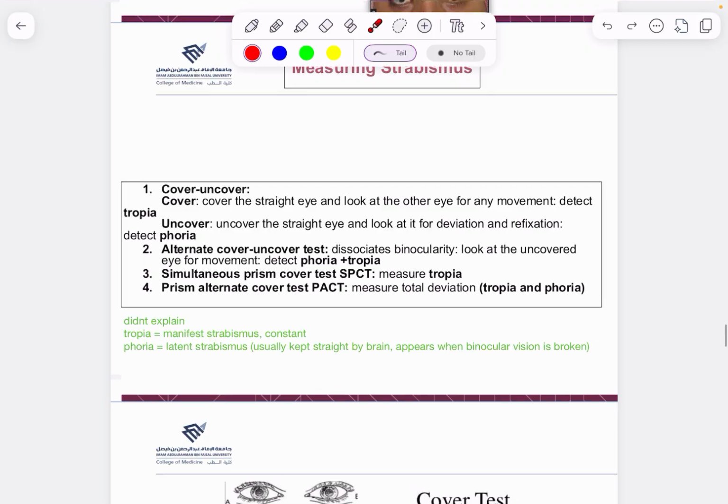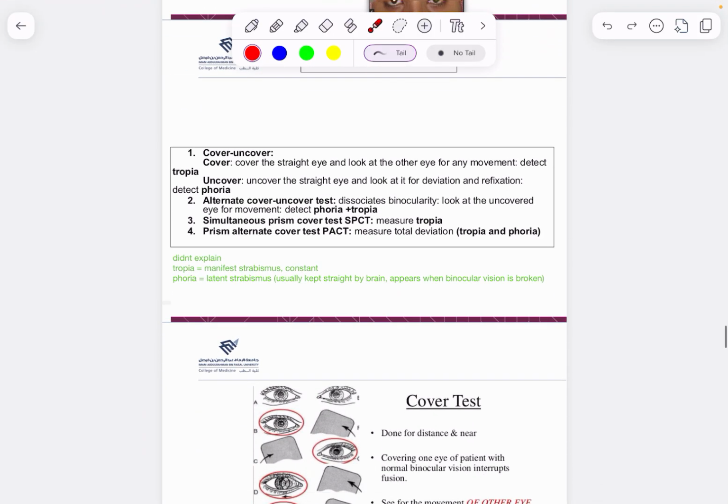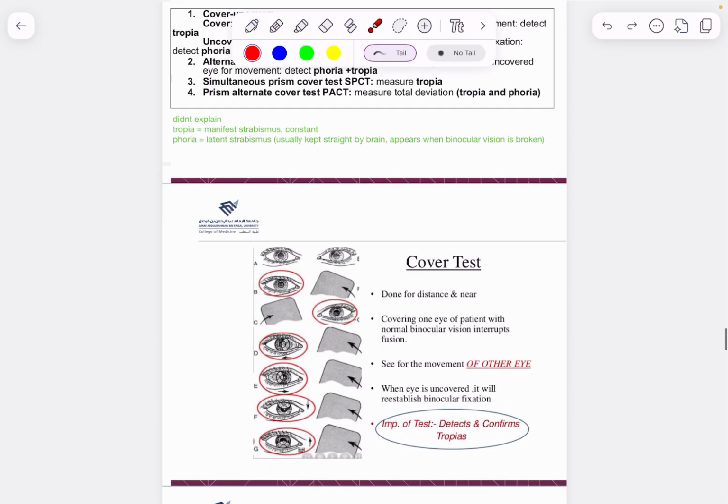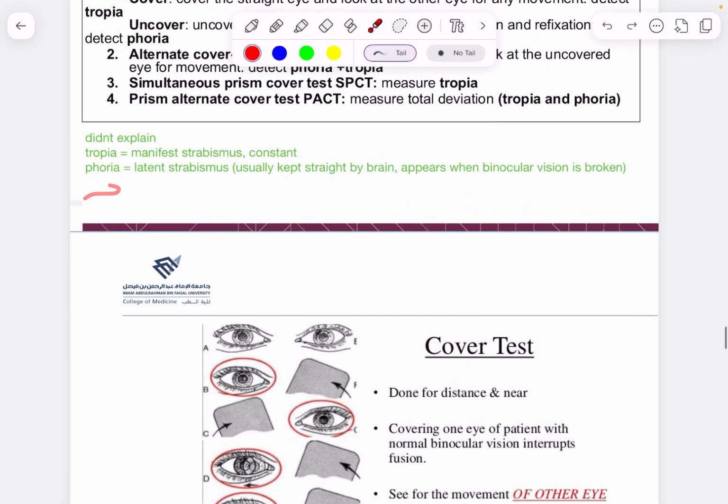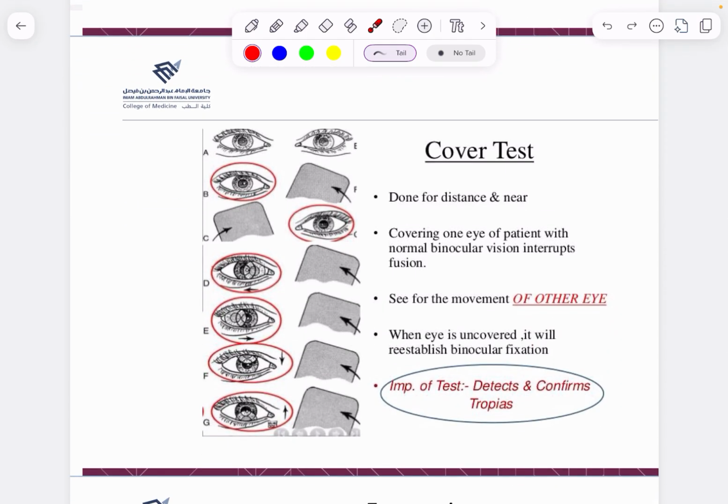Okay, as for strabismus, the doctor didn't explain it, but we have the cover uncover test. The idea here is that we also want to check for tropia and phoria. Tropia is a manifest strabismus, meaning it's always present. Usually you can actually see it. And phoria is something we don't necessarily see, but when we test it, it appears. Why? Over time the brain adapted to it, so it doesn't show unless we are physically testing it and breaking binocular vision when both eyes are seeing together. So for the cover test, you're going to cover one eye and then you're going to watch the other eye.